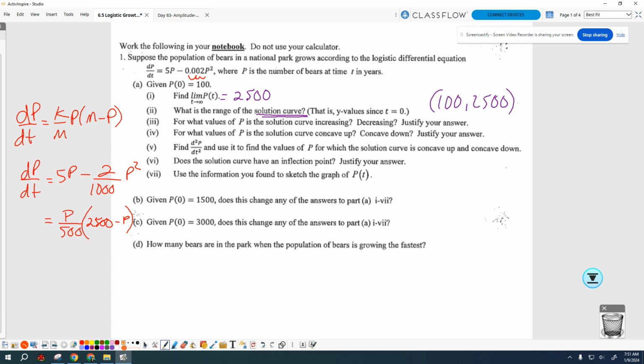Where's the solution curve increasing? Always. We're assuming the population is doing just fine. That they didn't get COVID or some horrible disease or get hunted to extinction. What values of the population, so how many bears, where's this concave up? Always. Before 1250.